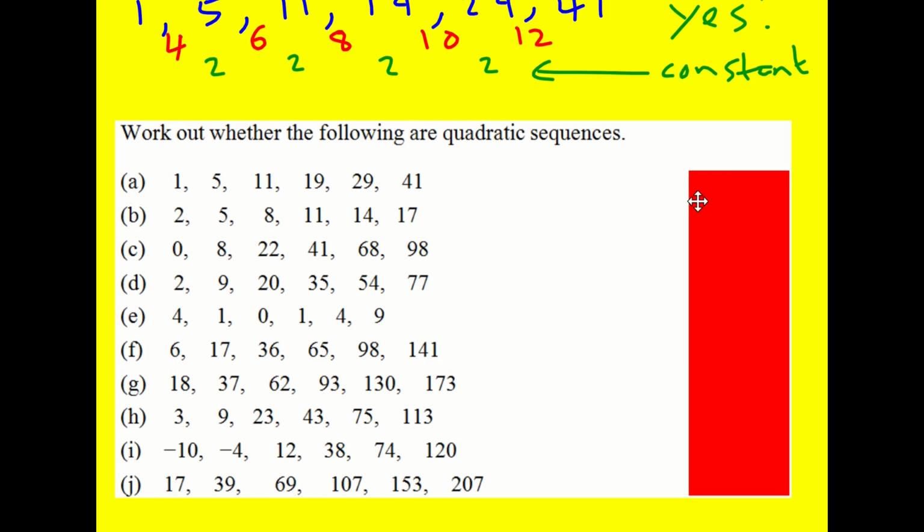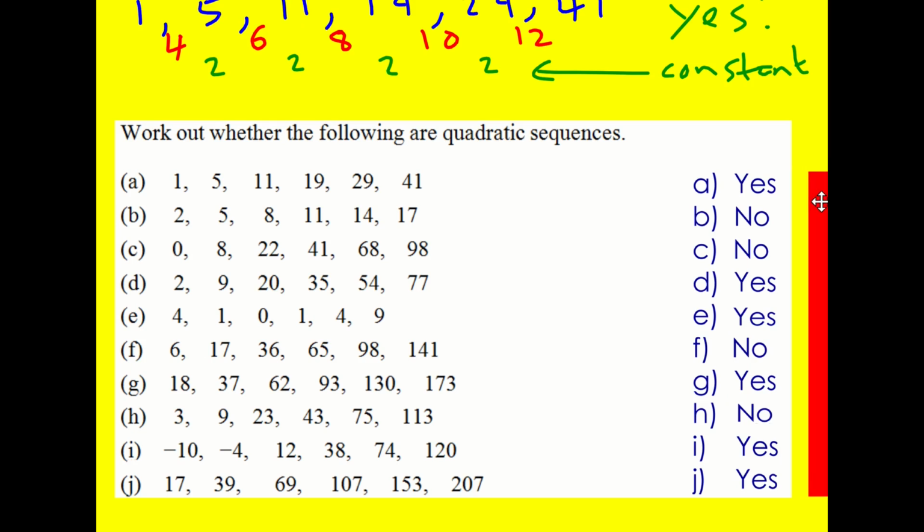Let me show you the answer to these. Here we go. So yes, no here, because it's going up by 3, 3, 3, 3, 3. It's actually a linear sequence. No, if the second difference is mostly constant, but then it just changes somewhere, it's still not a quadratic sequence. This one's an interesting one. It's going down and then up, but it is a quadratic sequence.